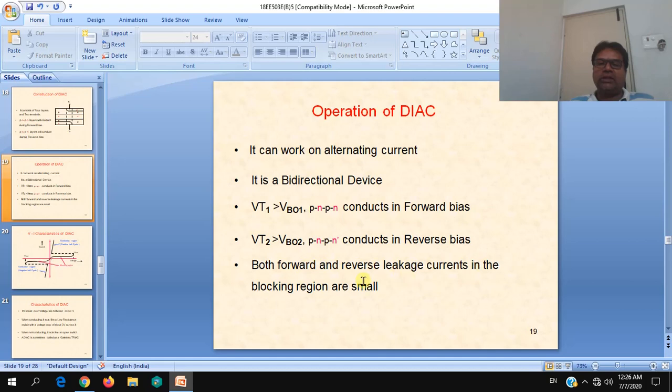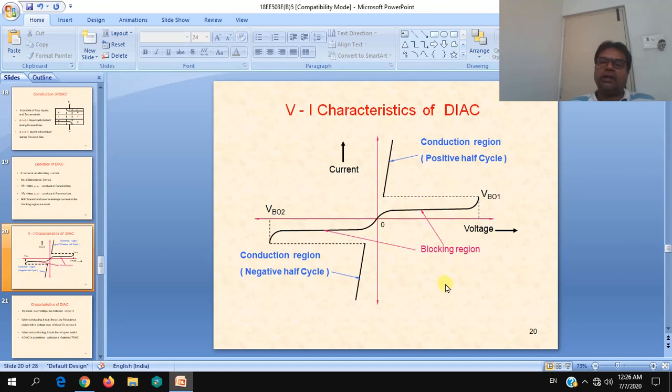Both forward and reverse leakage currents in the blocking regions are small, and we will get similar characteristics in both the directions. First and third quadrant are forward and reverse biased because of the symmetrical structure, because of the uniform and equal doping in all the layers. We will be getting the same VI characteristics in both the directions. That is the beauty of this diac being bidirectional. Not only being a bidirectional device, it has almost similar symmetric characteristics in both the directions, so it can be straight away used for AC conduction according to the requirement of the load.